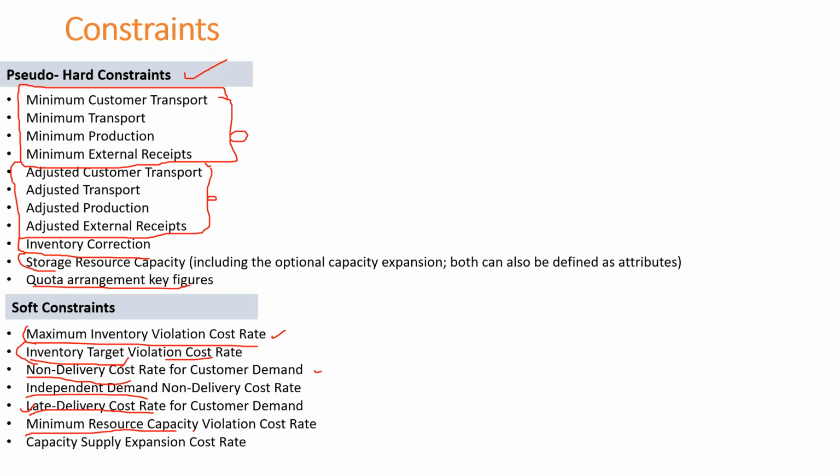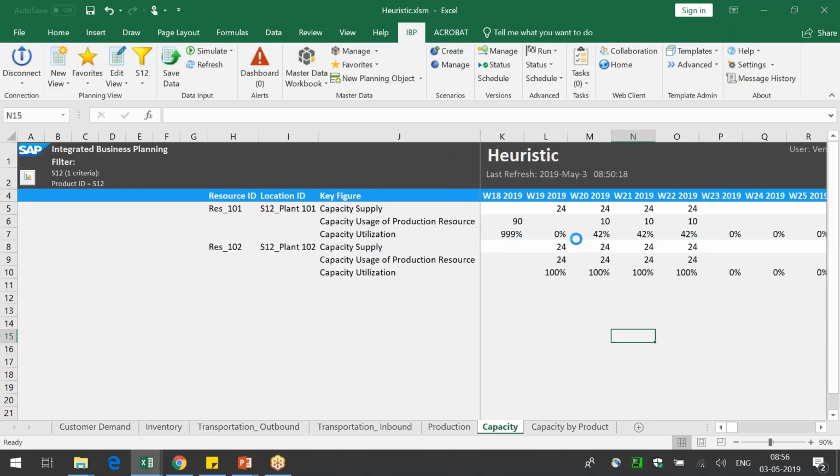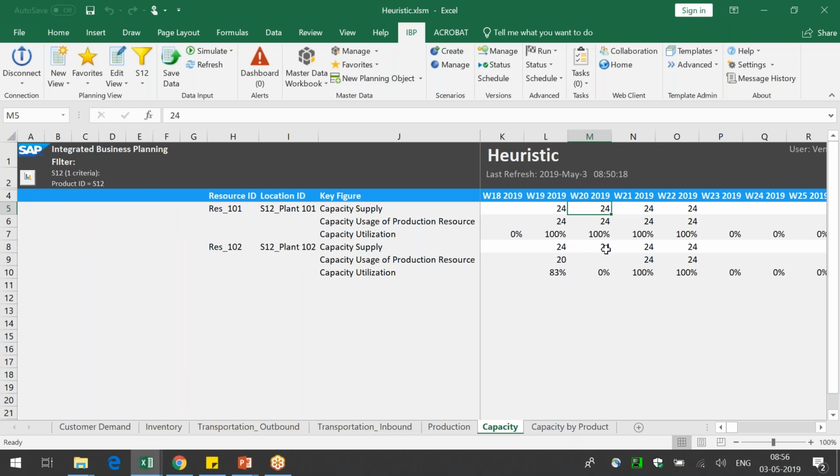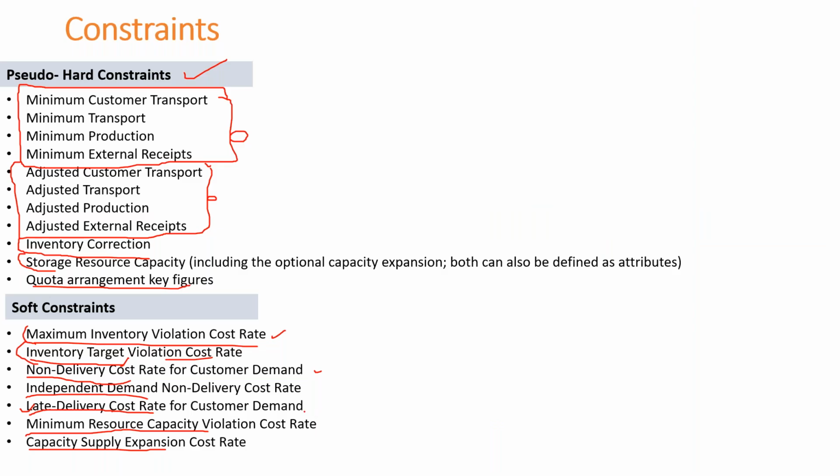Next is minimum resource capacity violation cost rate, and then there is also capacity supply expansion cost rate. So here the capacity supply is just 24 hours. I can very well say that on this week 20, I can do another 6 hours more. But if I do 6 hours more, I incur some cost because I have to pay the laborers, etc. And you can keep some costs in the capacity expansion cost rate.